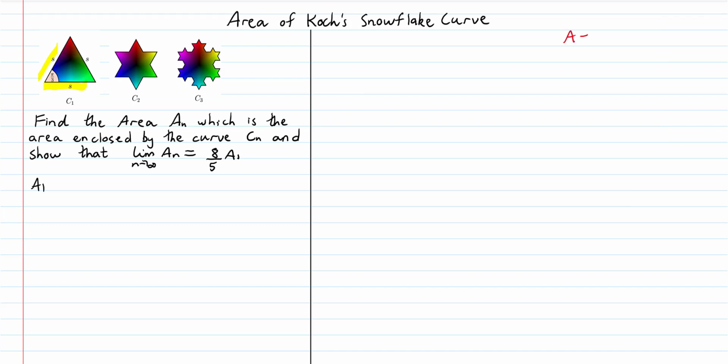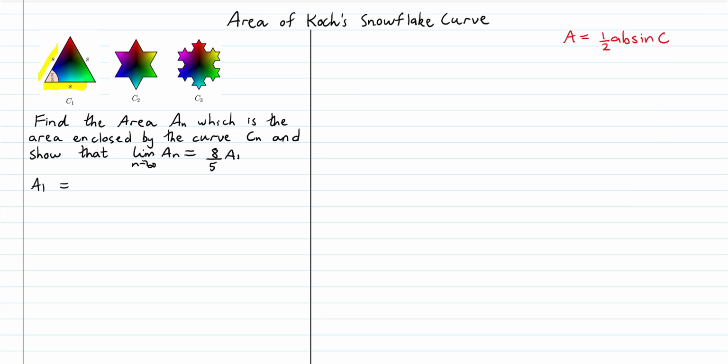We know that the area of a triangle, given that we know two sides and the angle between them, is equal to 1/2 times a times b times sin C, where a and b are the lengths of the sides of the triangle and C is the angle between them. So for our C_1 here, a and b are both equal to s, both of the sides are equal length, and C, the angle between them, is π/3 radians.